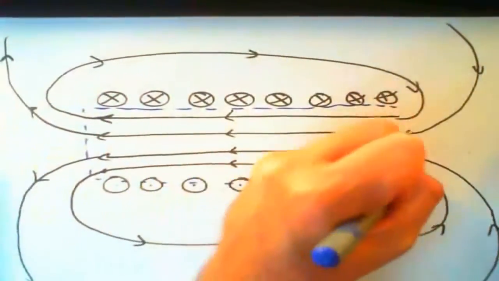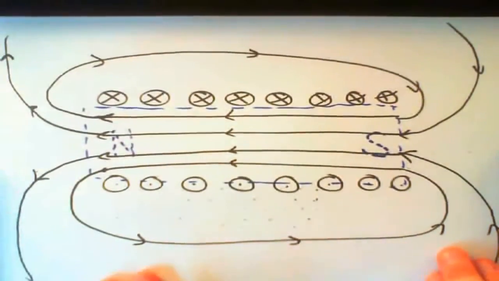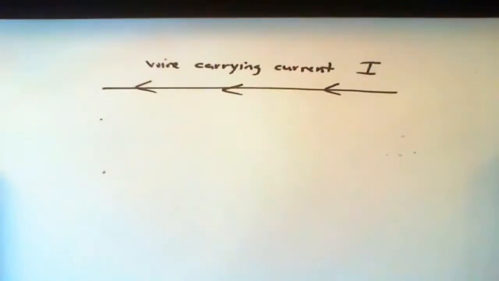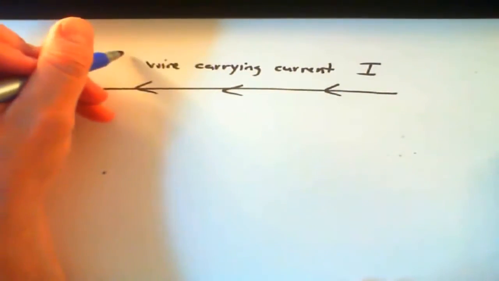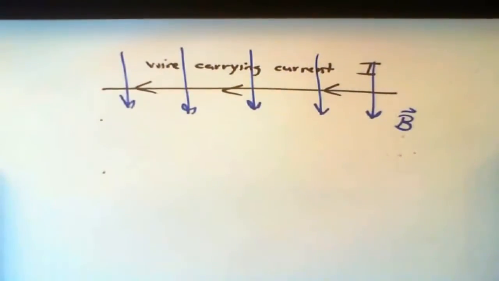Okay, so let's start thinking about force. If you put a wire that carries a current inside of an external magnetic field, that wire will feel a force. And in class we did an experiment that showed this. But for now, we're just going to call that the magnetic force on the wire.